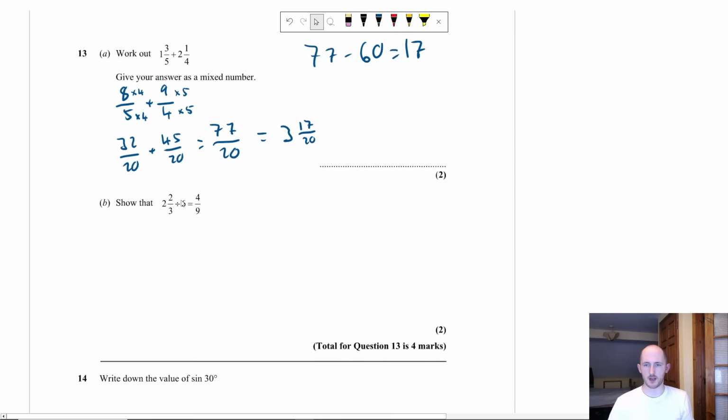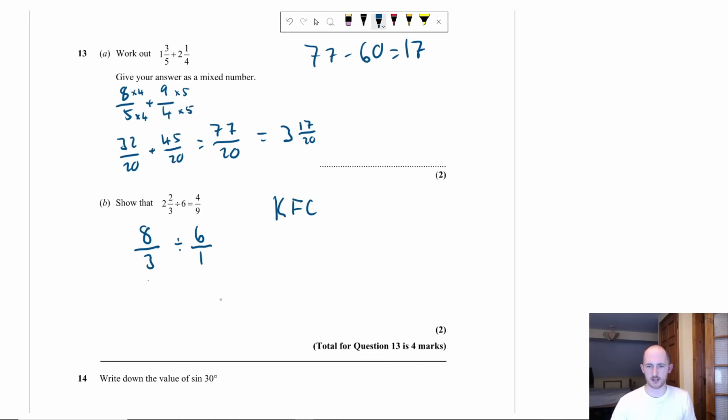Show that 2 2/3 divided by 6 is equal to 4 over 9. So again, we need to turn this into an improper fraction. So 2 times 3 is 6, plus the 2 is 8. So we have 8 over 3 divided by 6. Now, when you divide two fractions, you may know KFC. You keep the first fraction the same, you flip the second fraction, and you change the sign. But if you notice, 6 isn't a fraction. But you can make anything a fraction by just putting it over 1.